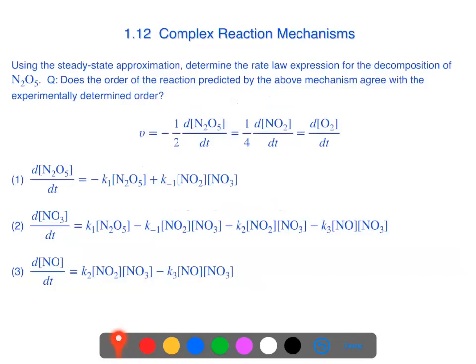So what we're going to do now is use the steady state approximation to determine a rate law expression for the decomposition of N2O5 using the mechanism that we just proposed. And what we want to assess is whether or not the order of the reaction predicted by the above mechanism agrees with the experimentally determined order, which was first order in N2O5.